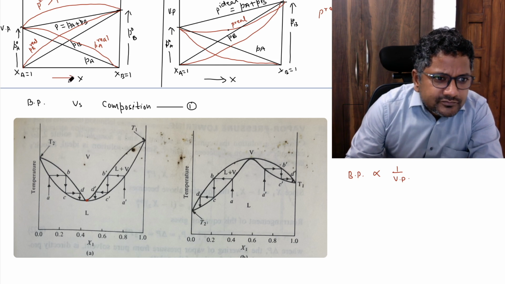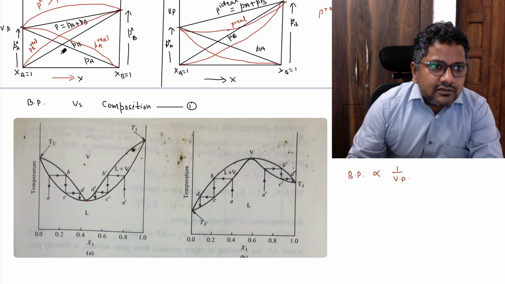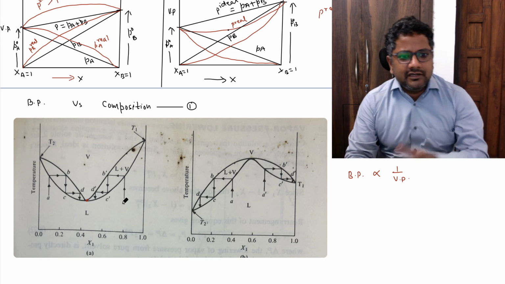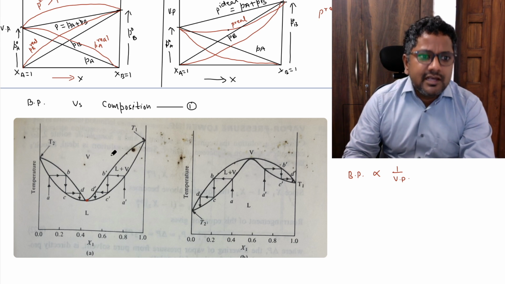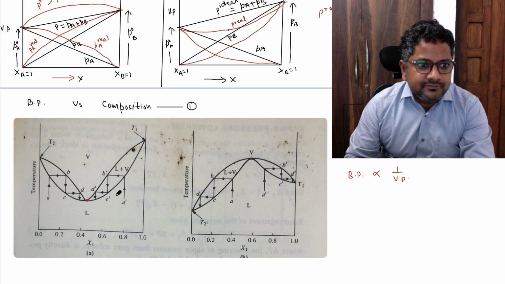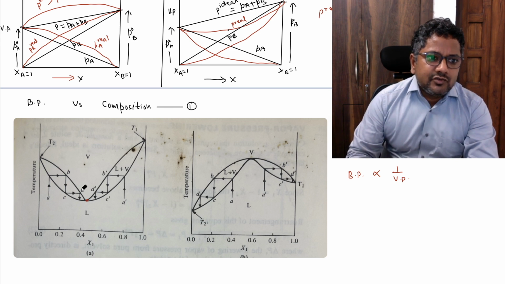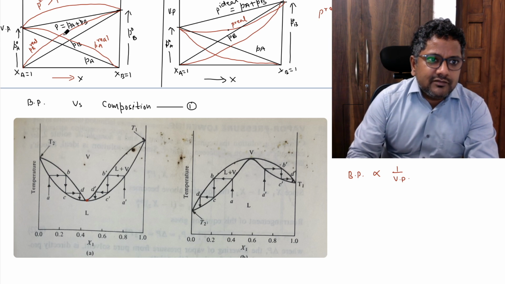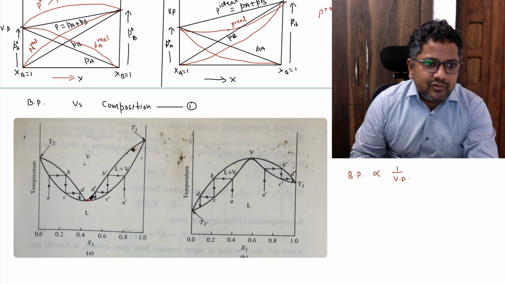Don't compare with this, only you can compare that this is a positive deviation, and this is a negative deviation curve, right? So this is minimum boiling point, maximum vapor pressure. This is the minimum boiling point of this solution.